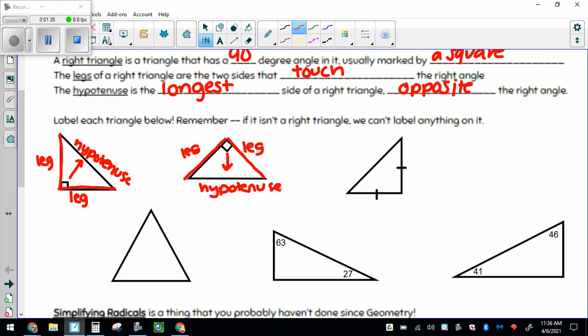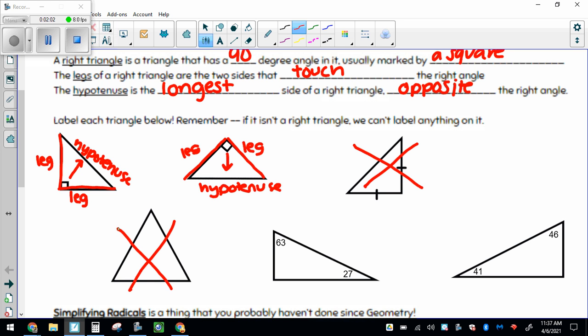All right. Now the next one, it looks like a right triangle, but notice that it says nothing about any of the angles. These marks actually mean that those sides are the same, but it doesn't say that this right here is a right angle, even though it looks like it. So we can't label anything because we don't know that it's a right triangle. Same thing here. This one doesn't say anything. So I know nothing about any of the angles, so it's not a right triangle.